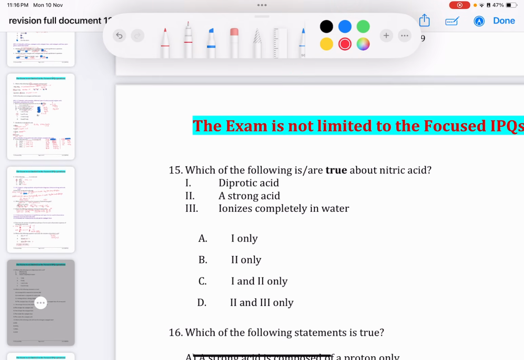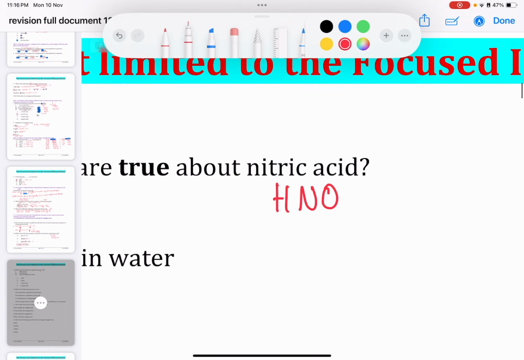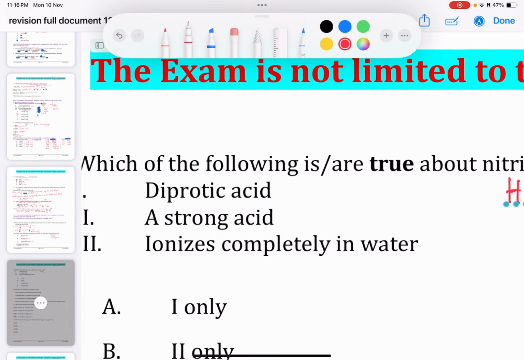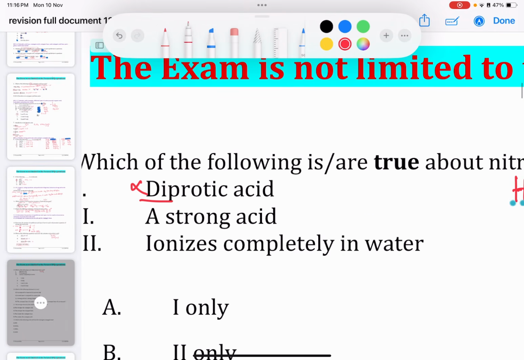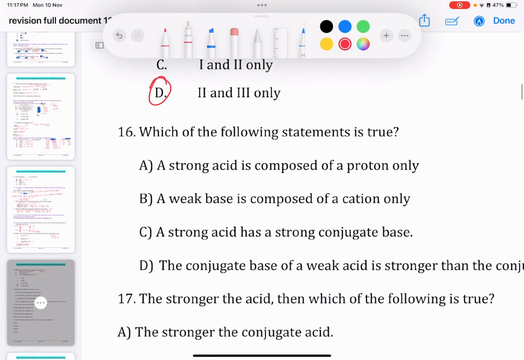Which of the following is true about nitric acid? You need to know the formula and the name. That's nitric acid. No, it's not a diprotic acid. It is a monoprotic acid. Yes, it is a strong acid, and it ionizes completely in water. So the correct answer is the second and the third, it is D.